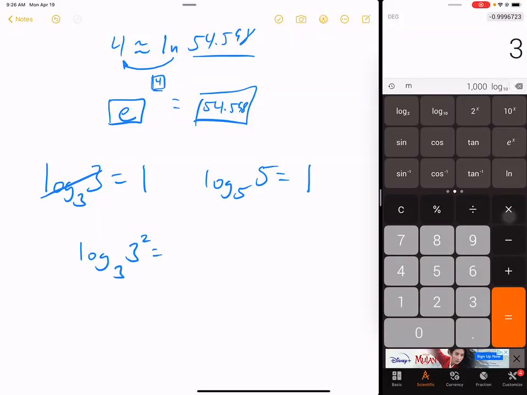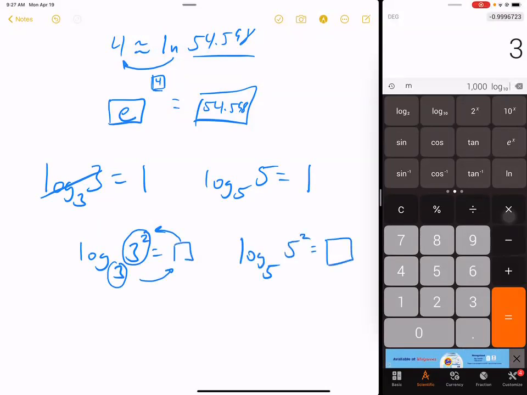Now, here's a new rule that we're going to develop right now. Logs solve for exponents. So what exponent of 3 would give you 3 squared? What exponent of 5 will give you 5 squared? Wouldn't that just be a 2?